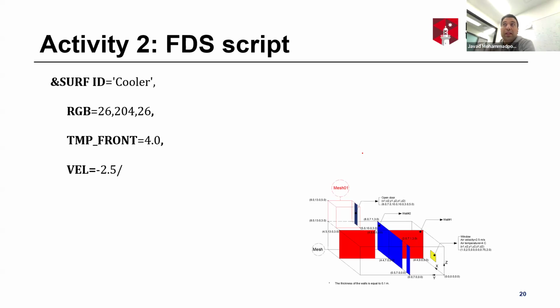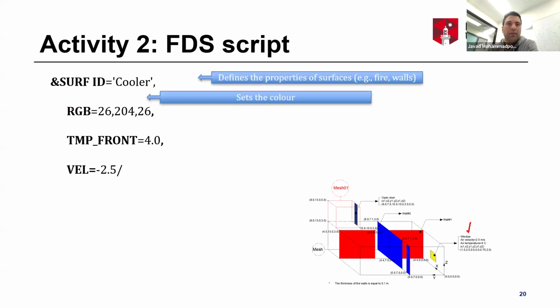So the next step is applying the initial condition that I did. And the next part is the boundary condition. It means all the conditions that you need to apply at the boundaries. So the first one is this window. I name the surface ID as a cooler. It's optional. What is the color? Again, it's optional. So here it gives you more details.